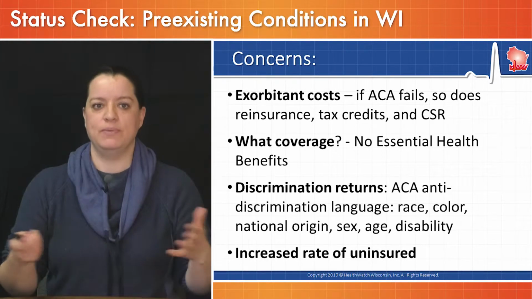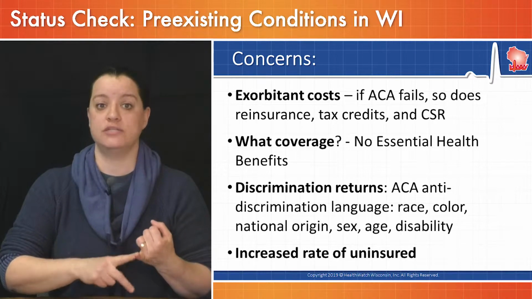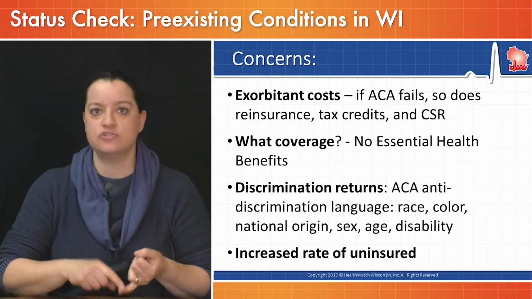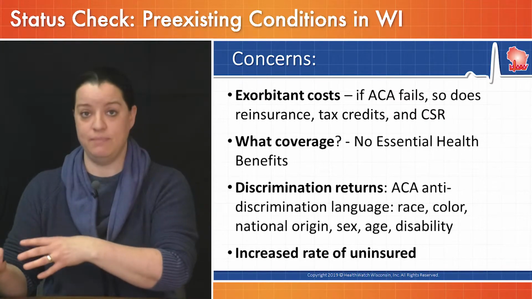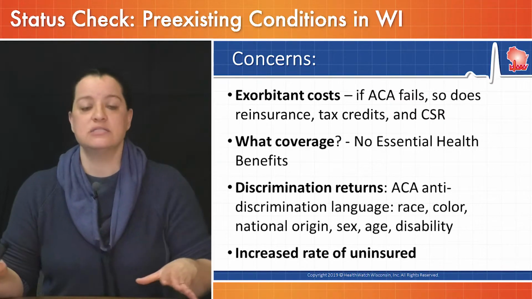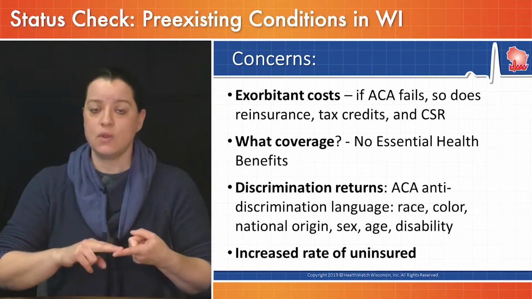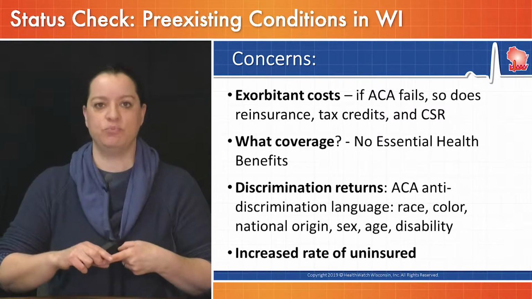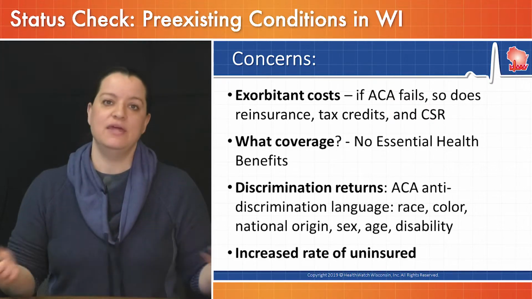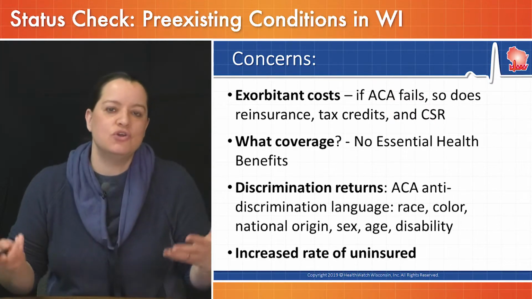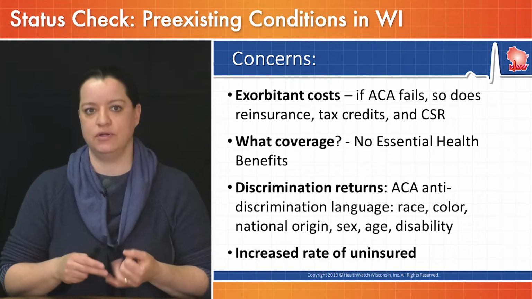Here are the concerns summed up into 4 categories. Exorbitant cost. If the ACA fails, so does reinsurance, so does tax credit, so does cost sharing reductions. This bill, AB1, Senate version 2, doesn't take care of that concern at all. What coverage? If you say people with pre-existing conditions can have coverage, but you don't cover essential health benefits, then you're covering nothing. You're not providing any guarantees whatsoever.